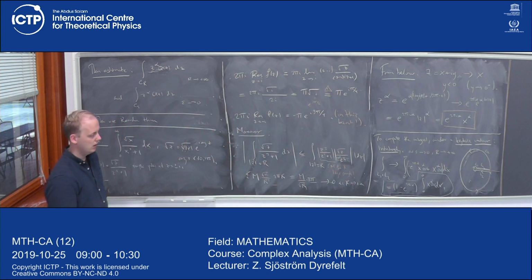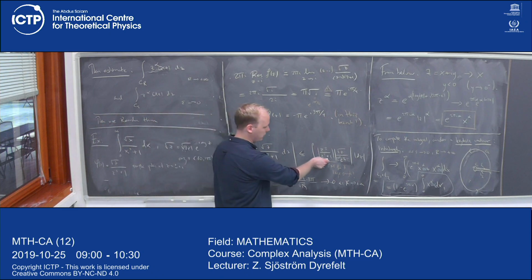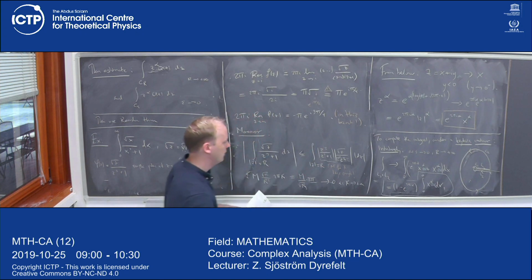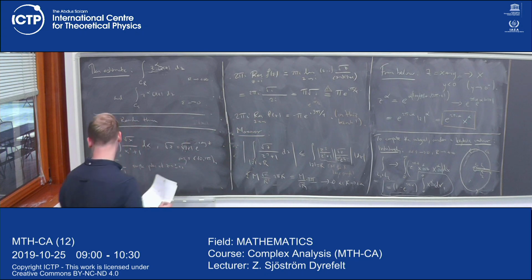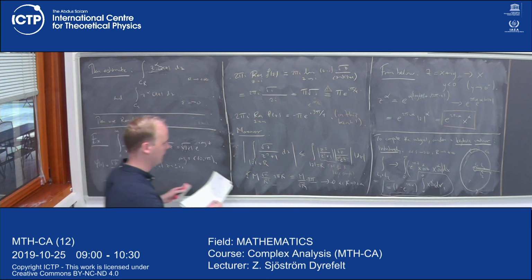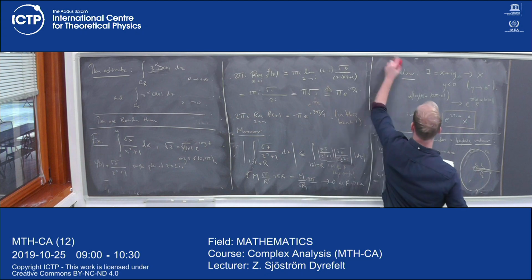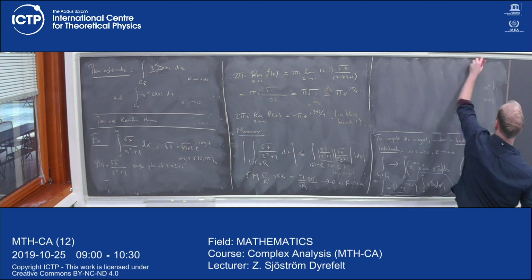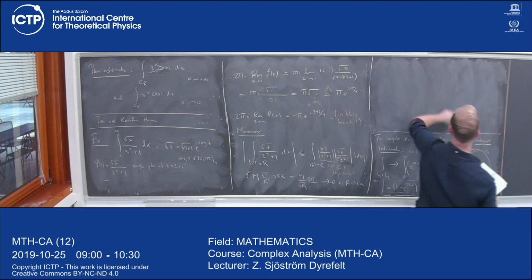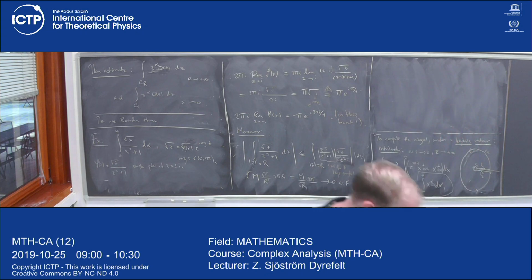You see? And here, of course, we use the fact that the degree of the denominator was at least 2 larger than the degree of the numerator. Okay? So we have that. We can do a similar thing on the small circle, because we also have to do the small circle, of course.